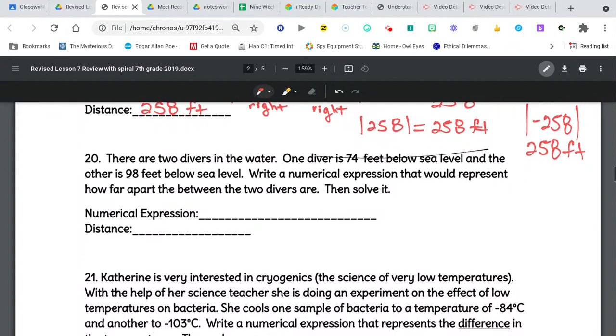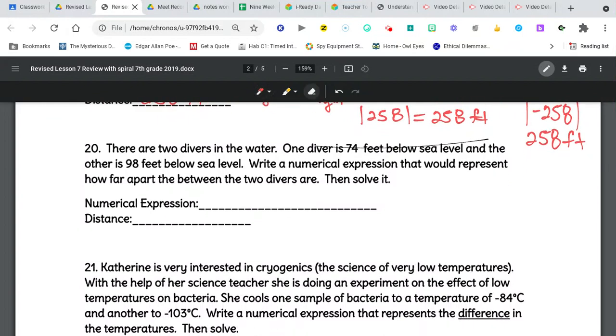All right, guys, let's take a look at 20. 20 says 2 divers are in the water. One diver is 70 feet below sea level. I already know that's -74 because of the word below. And the other is 98 feet below sea level. I already know that's negative because of the word below. We want to write an expression that's going to represent how far apart they are. Well, how far apart what things are. That's distance, guys.